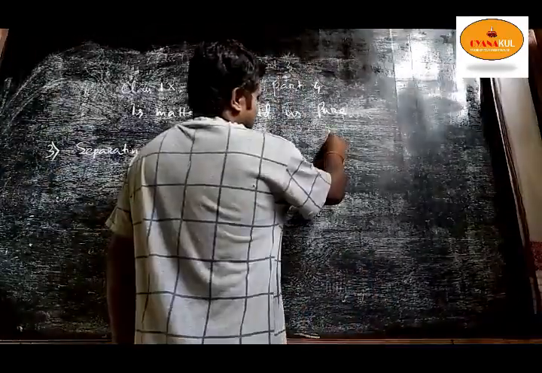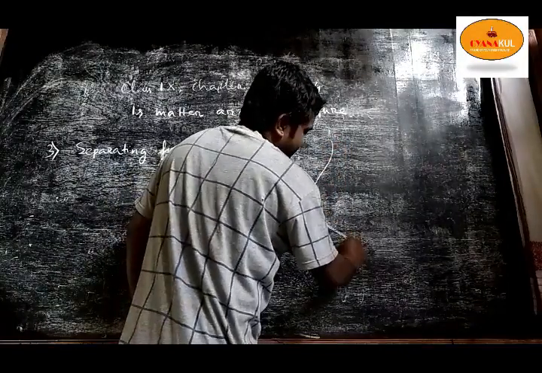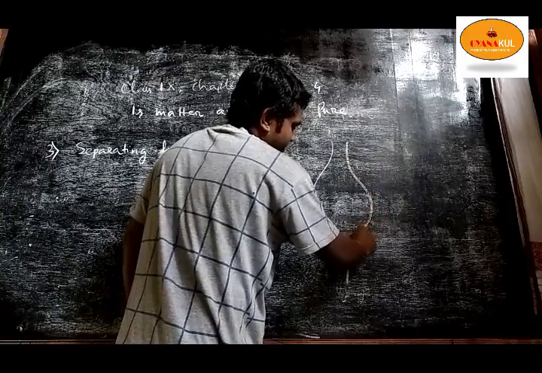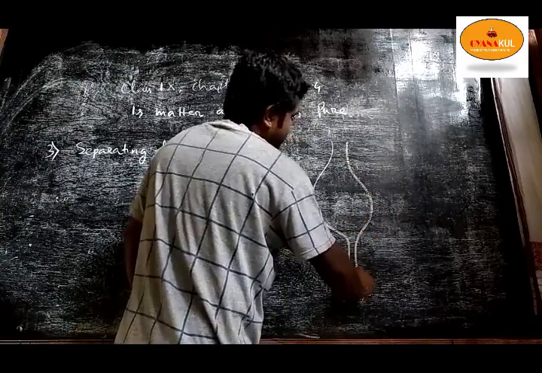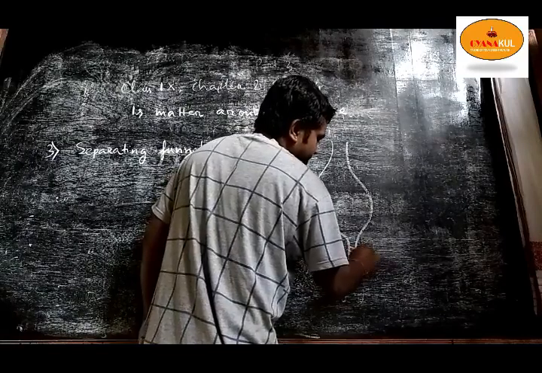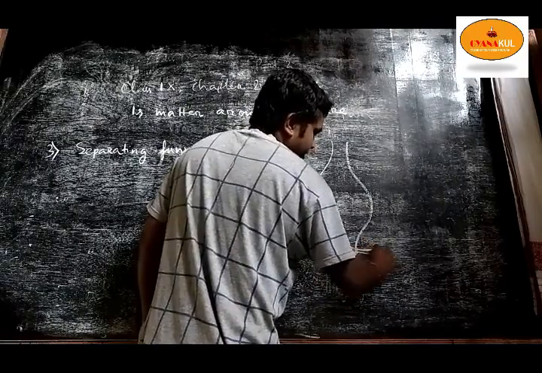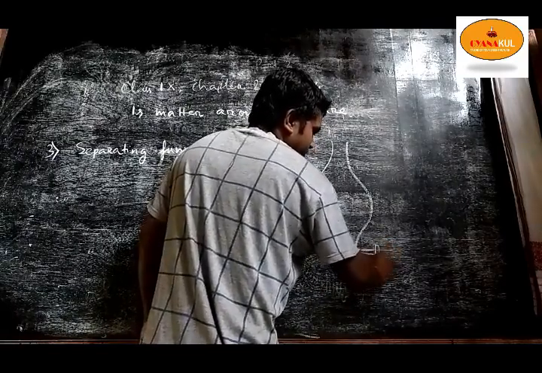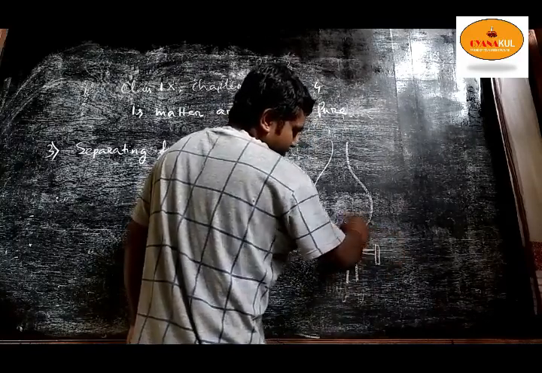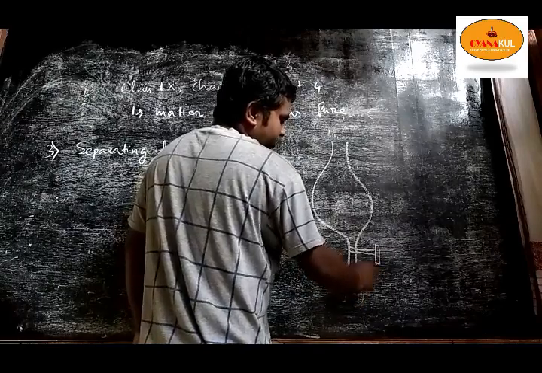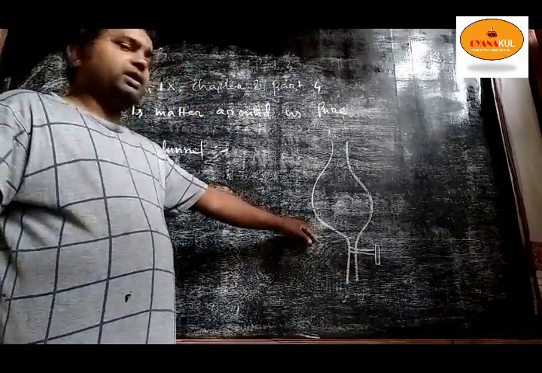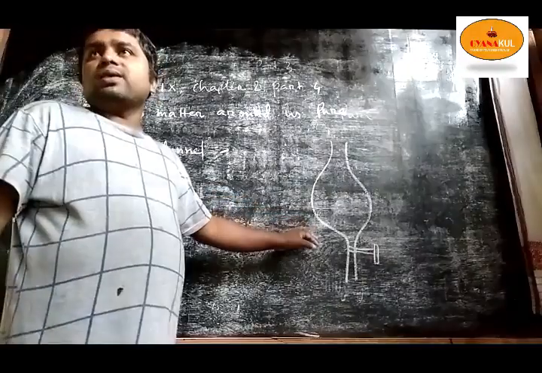How does it look? It looks like this. This is a funnel shape. Here is a knob, meaning a regulator. You can turn it on so that the liquid will flow, and if you turn it off, the liquid will not flow. Like this, the funnel can be used to separate immiscible liquids.